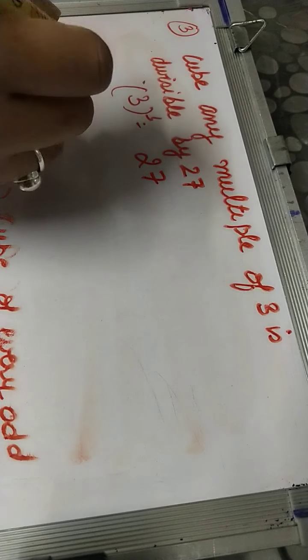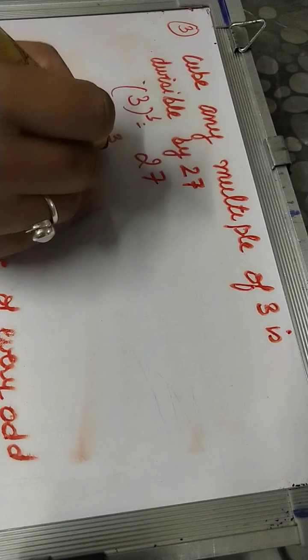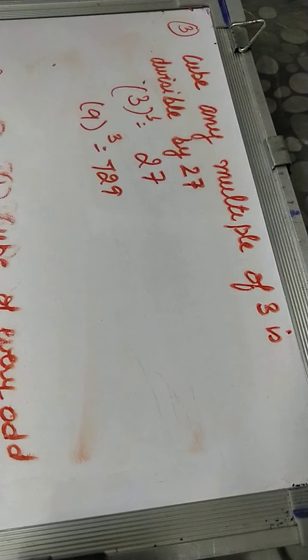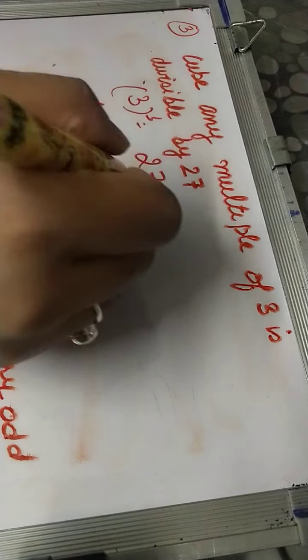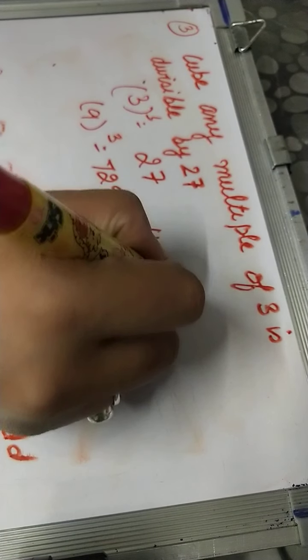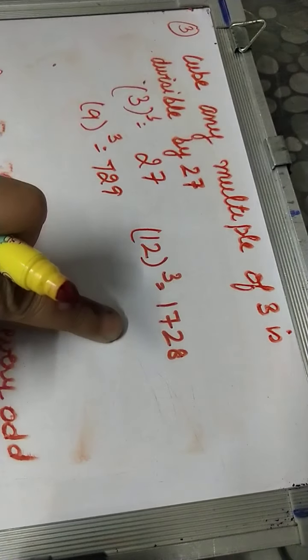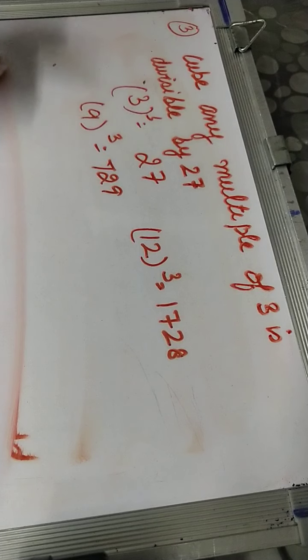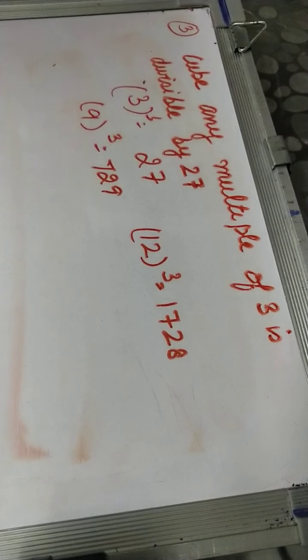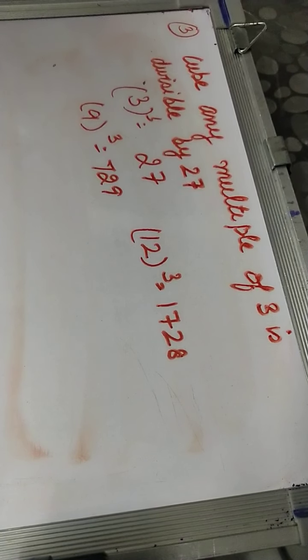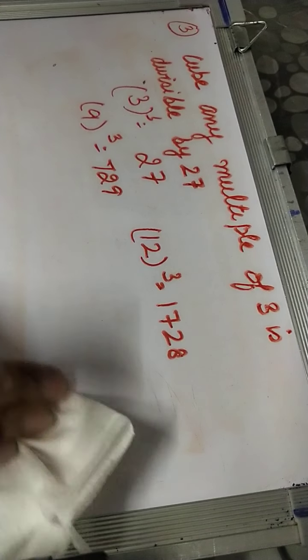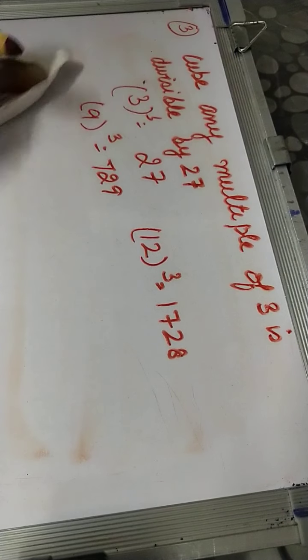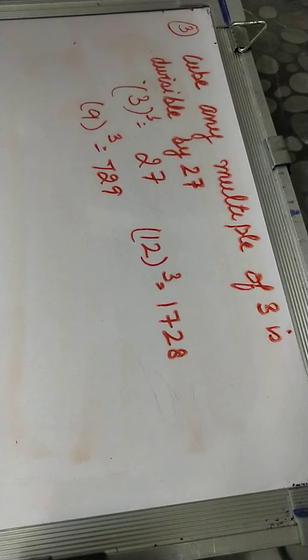Another example, I'll take 9 cube. 9 cube is 729, which is again divisible by 27. The third example, I'll take 12 cube, which is 1728, is again divisible by 27. So these are a few common things, children, we will be using while doing questions. So you need to keep a check on them. You need to remember a few tricks. I'll call them tricks because they are useful while you solve the bigger problems related to cubes.